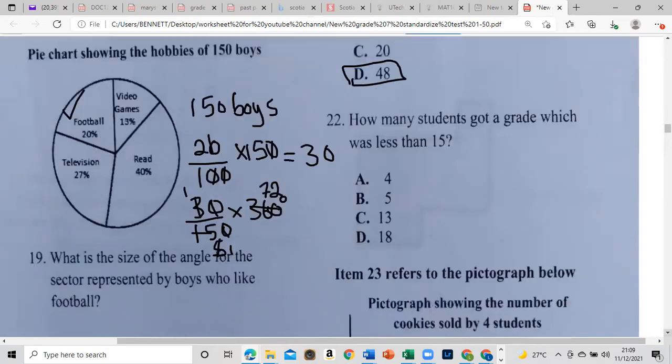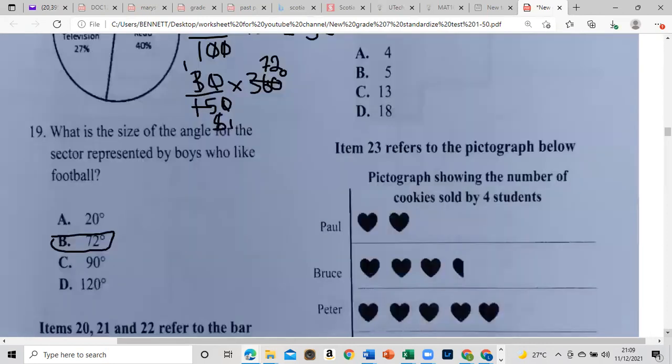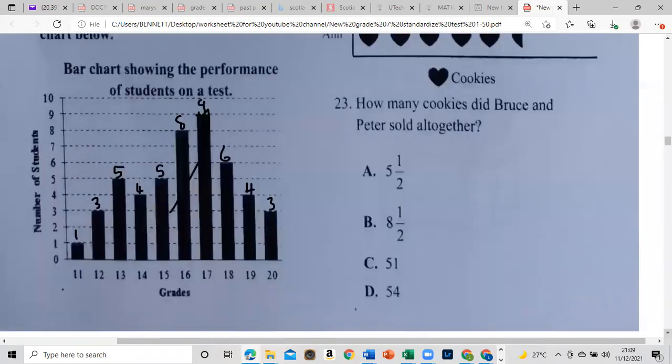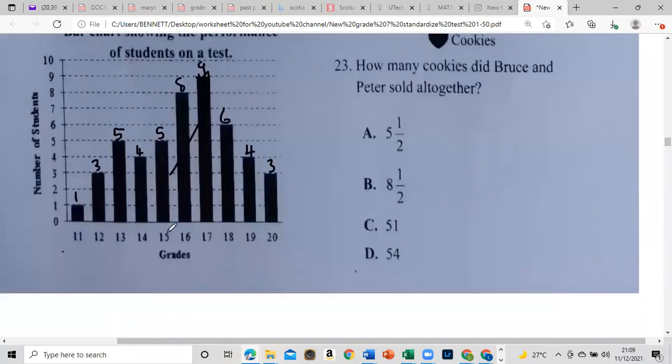How many students got a grade which was less than 50? Now, this is a very good question. Less than 50. So all we have to do is find the grade that is 15. This is exactly who got 15. So we cannot include this, right? So we have to start from here.